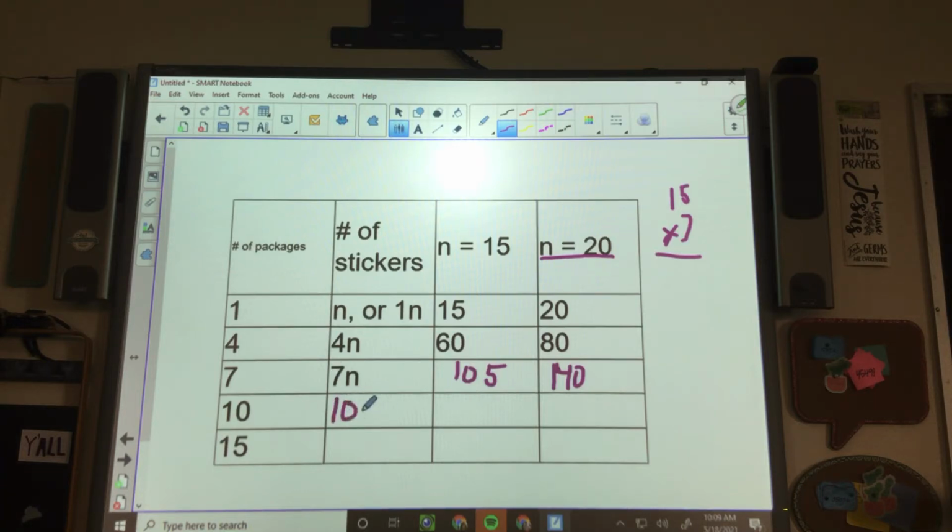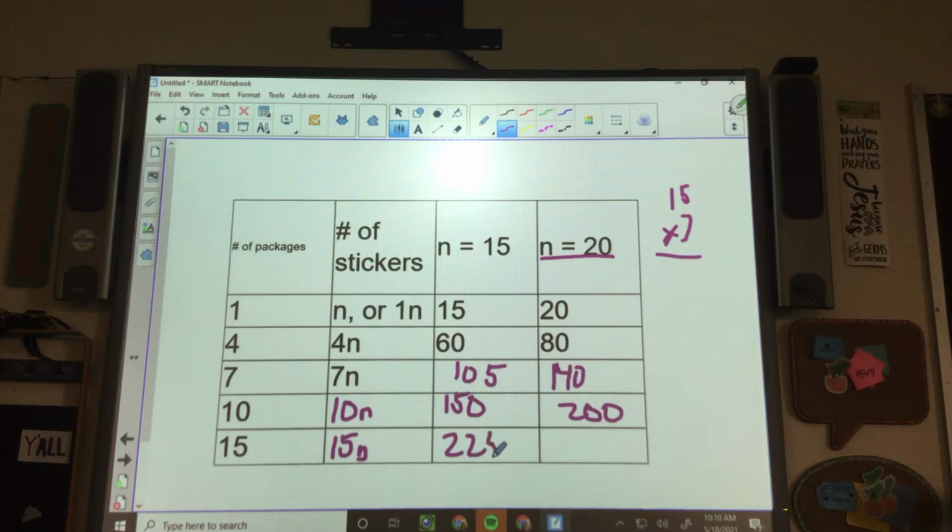10 times N, where N is 15 here, is 10 times 15, which is 150. Then here, 10 times 20, which is 200. Here, instead of 10N, it becomes 15N. 15 times 15. You guys know what that is?